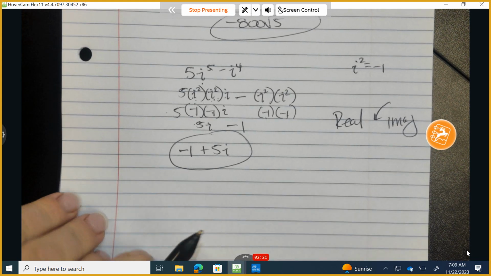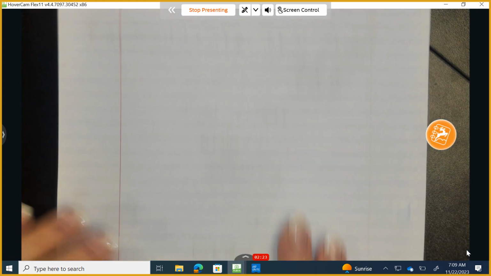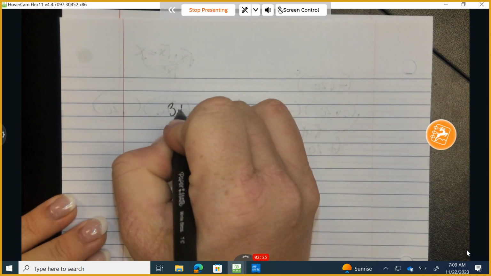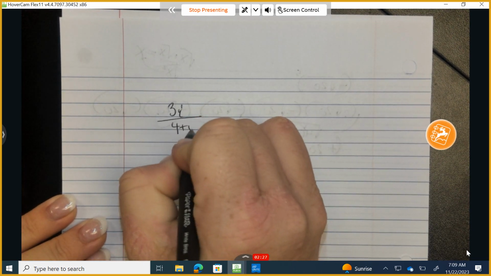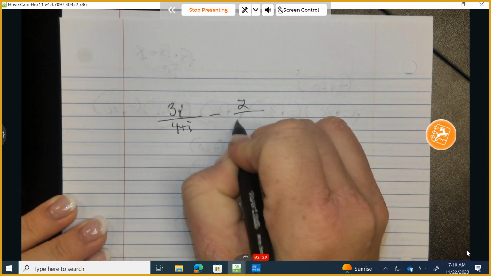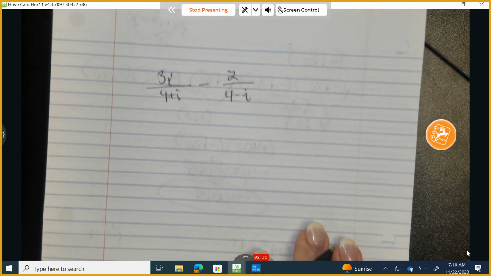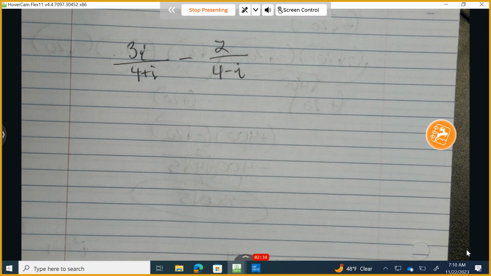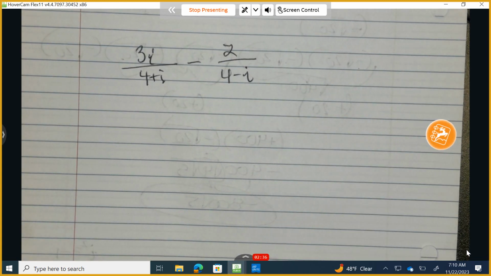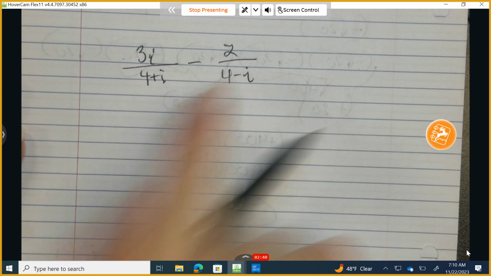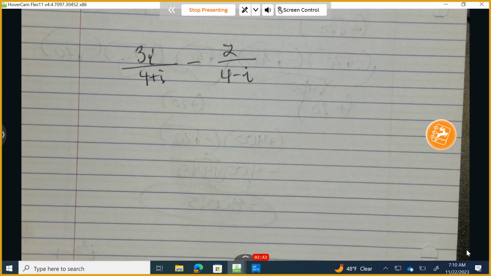Let's go on to our last one. So for this one, let's write down 3i over 4 plus i, subtract 2 over 4 minus i. Okay, so the first thing we do is we need to be able to combine these, and we do not have a common denominator. So I'm going to do what's called the butterfly method.